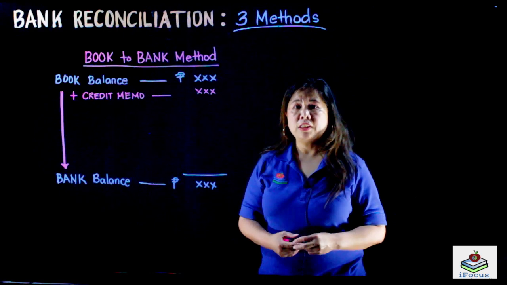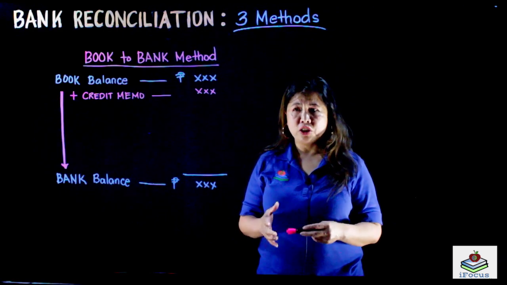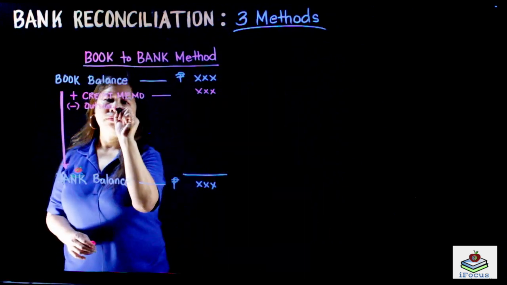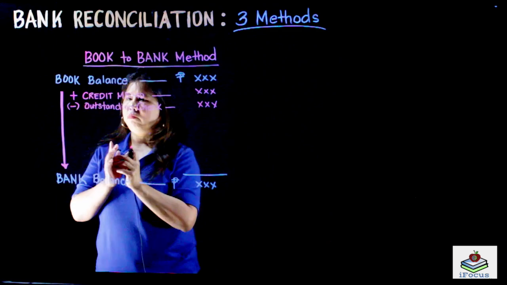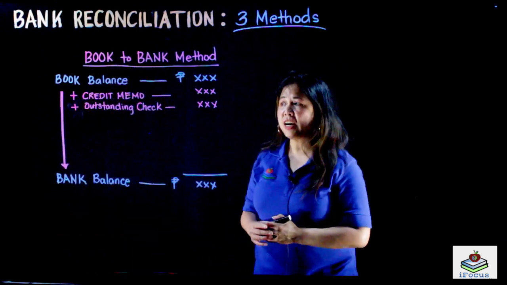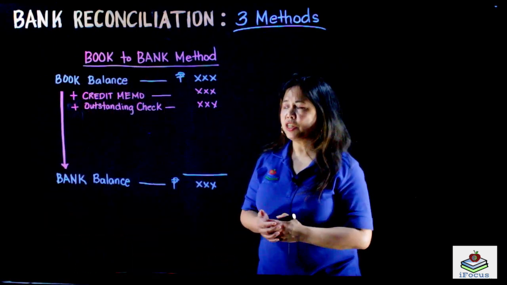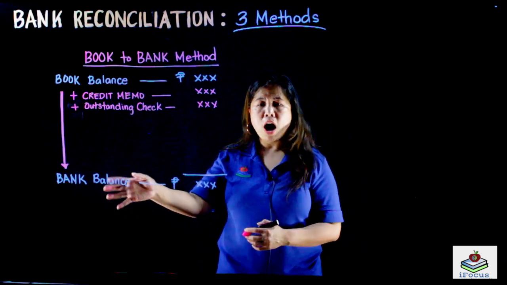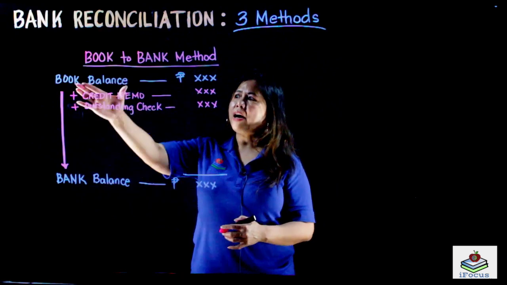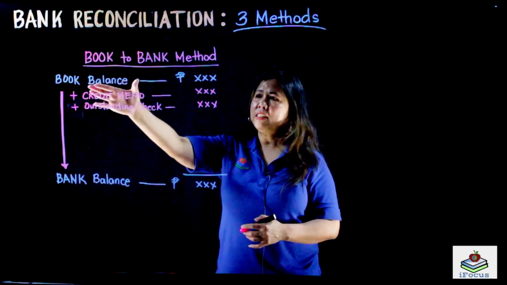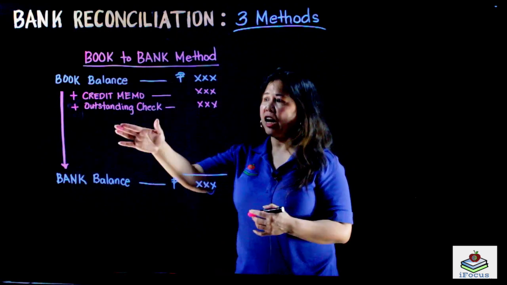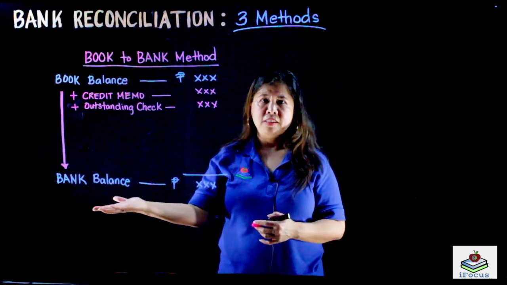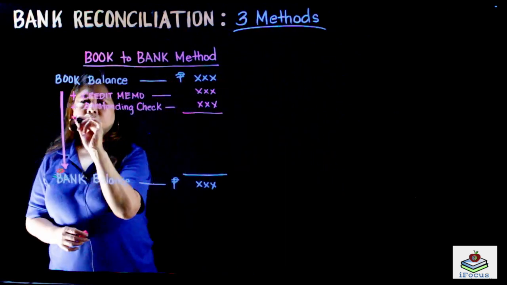Then, another one is the outstanding check is an addition to your book balance to come up with the bank balance. Addition ang ating outstanding check. Bakit addition? Dahil sa bank balance, wala pa yung outstanding check. Para makita mo ang bank balance, i-add back natin sa book balance. Kasi sa book balance, na minus na ang outstanding check. Kaya i-add back natin yan para makita natin ang bank balance. Then, we will have our total.